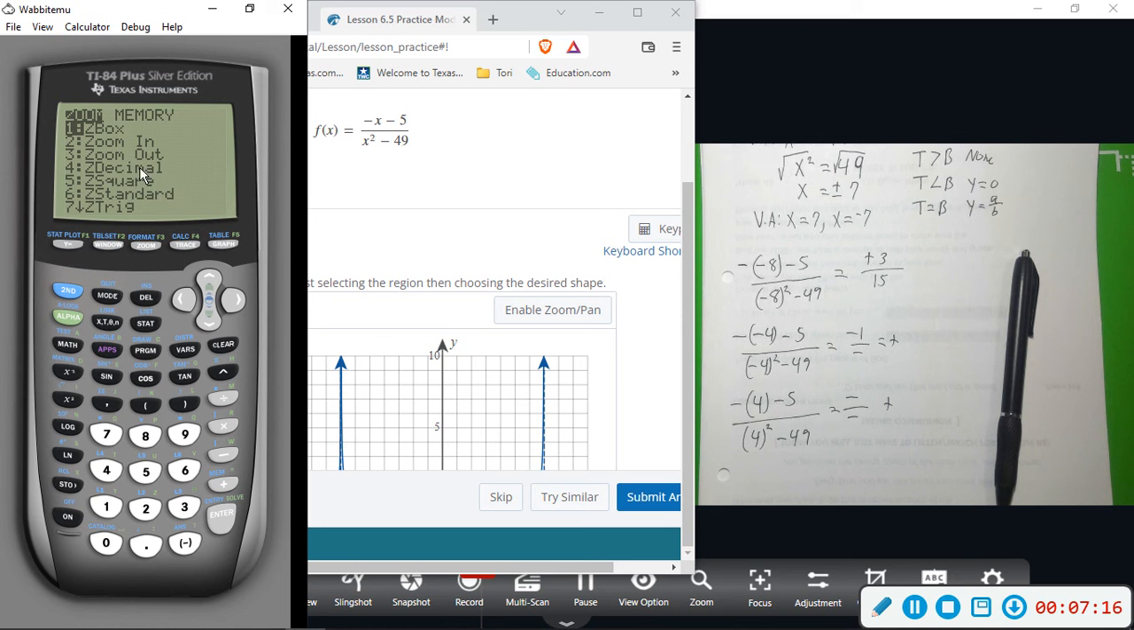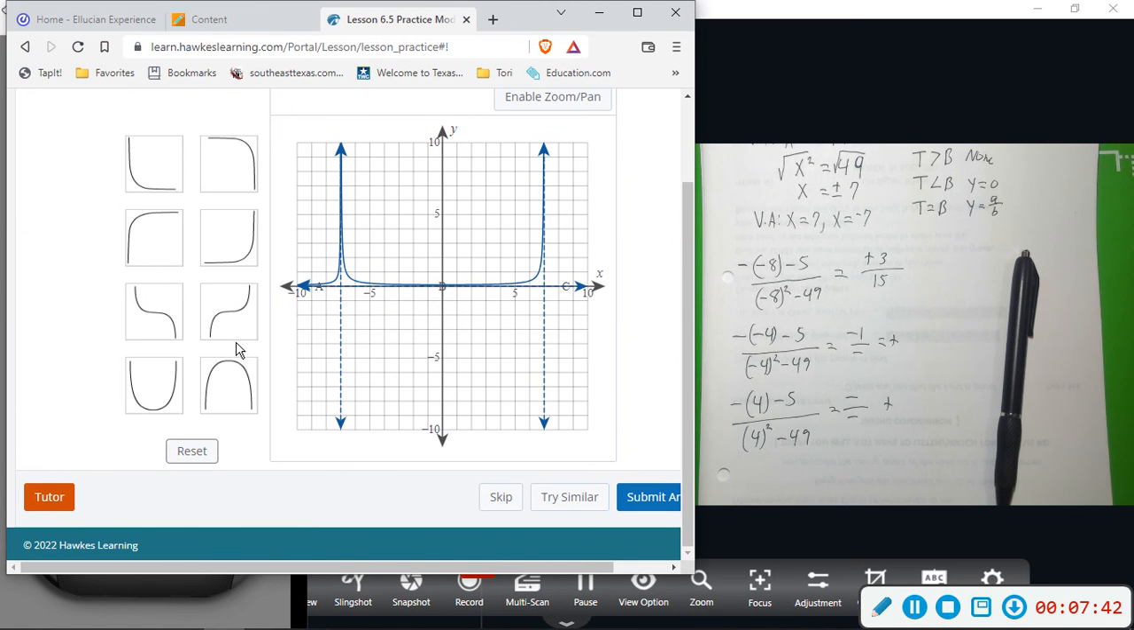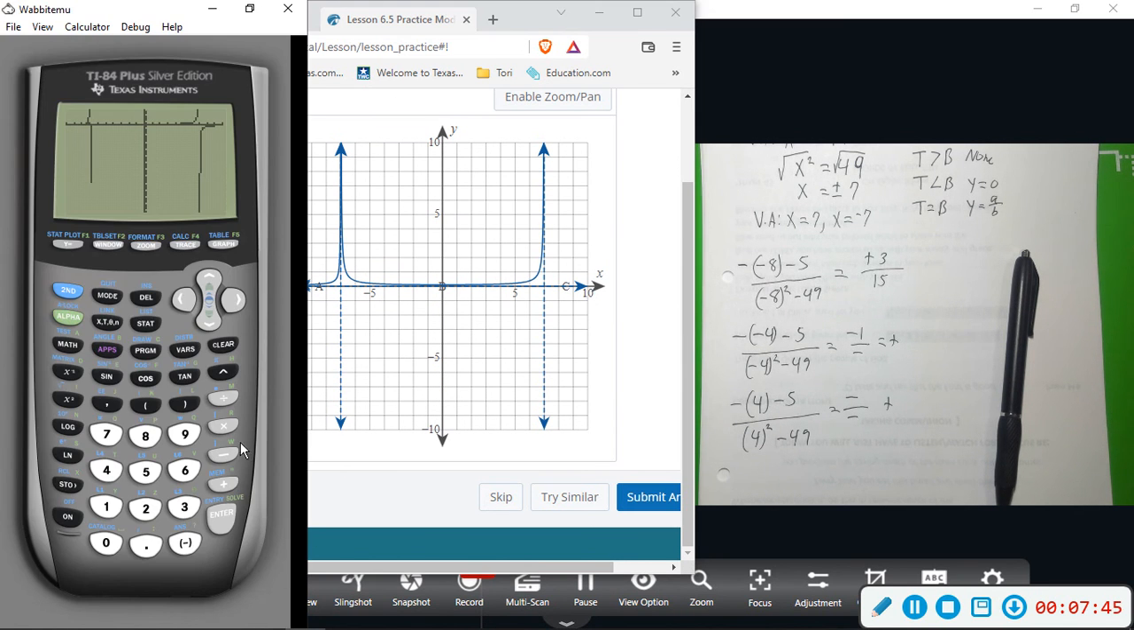Zoom. Let's do zoom. Zoom fit. Need to give you a better window. So it looks like it's curving up and down. I still can't really tell. But it doesn't look like, go back to zoom 6, standard window. Looks like we have some up here, but it looks like it's down here, which I thought we got positive.